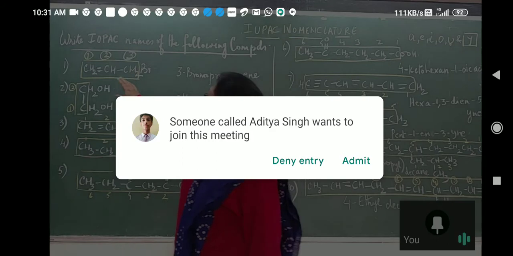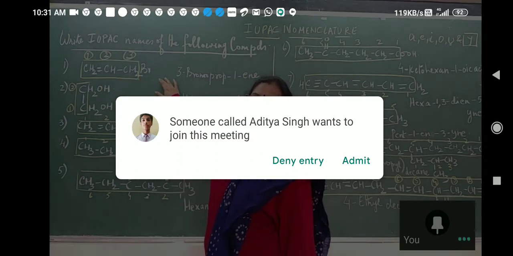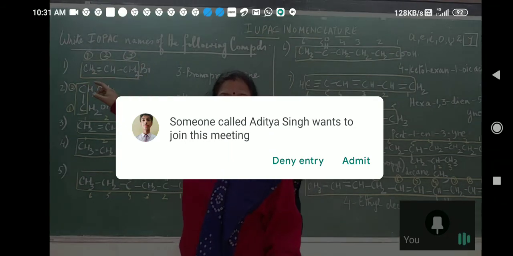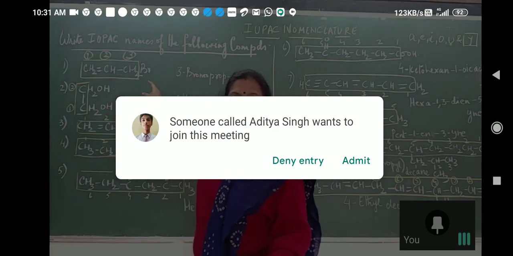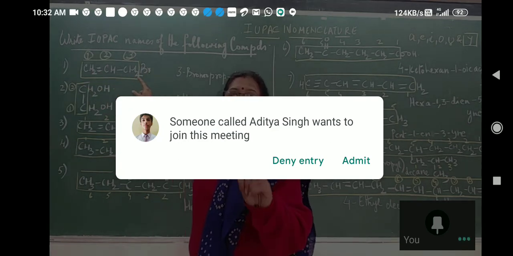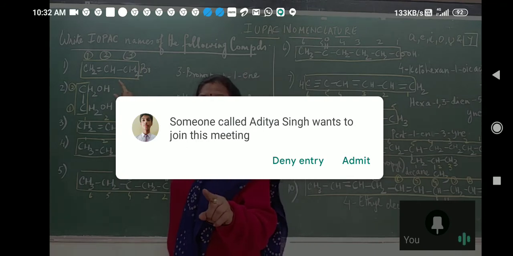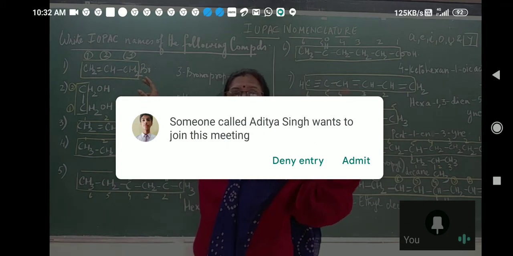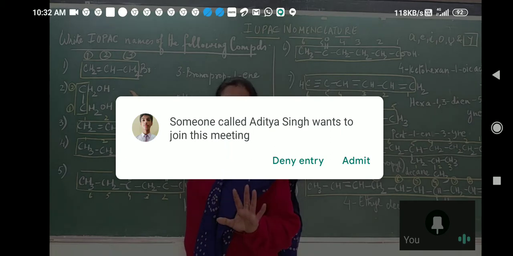It is given as CH2=CH-CH2Br. First we will select the longest carbon chain, and that is going to be of 3 carbon atoms. So the root word becomes propane or propene. Root word will be alkane, alkene or alkyne. Since there is a double bond, here it is going to be alkene. That will be propene is the root word.